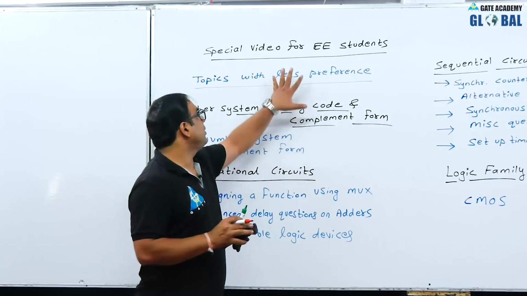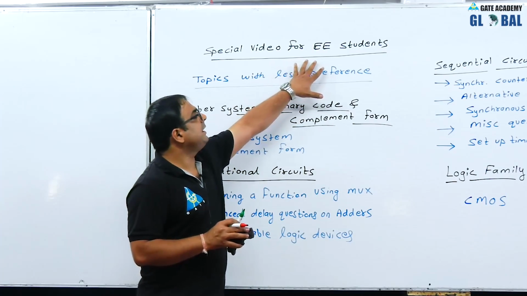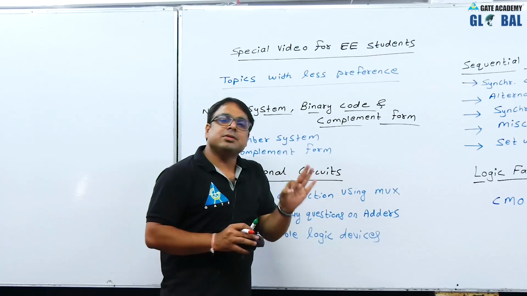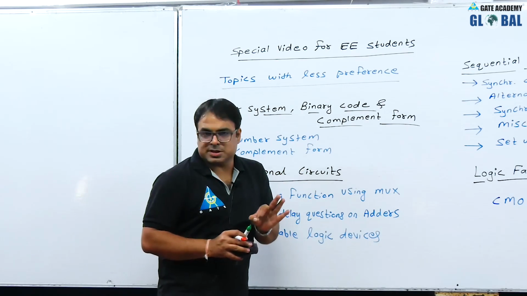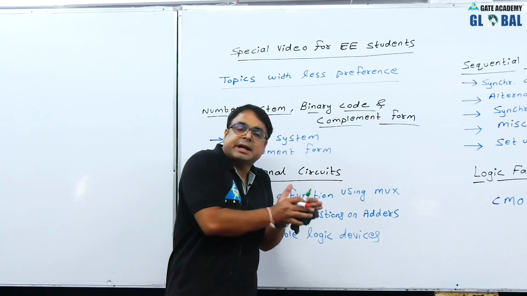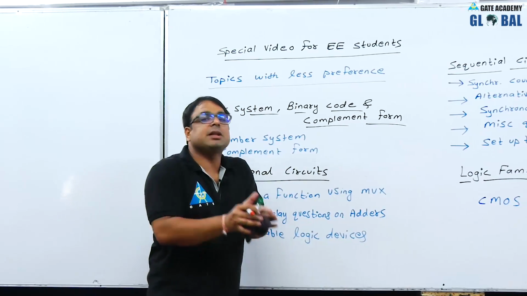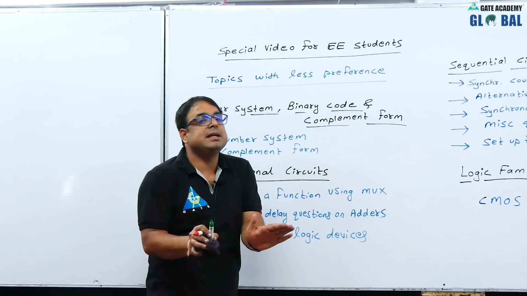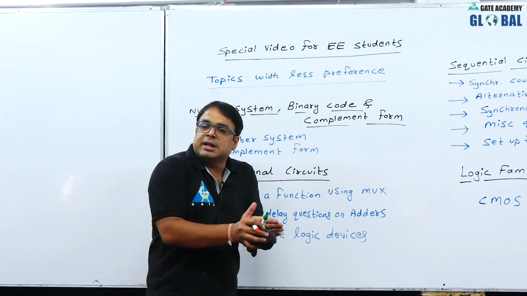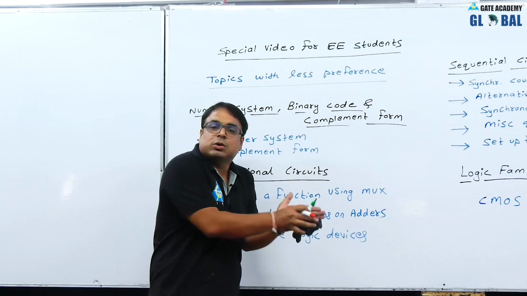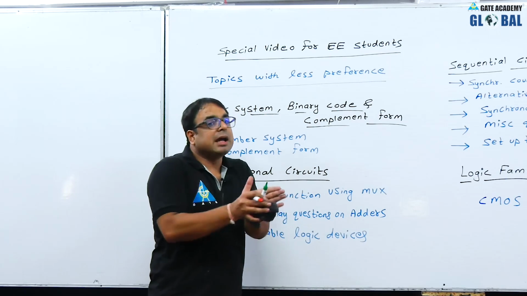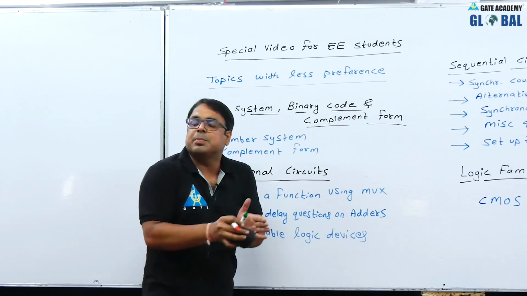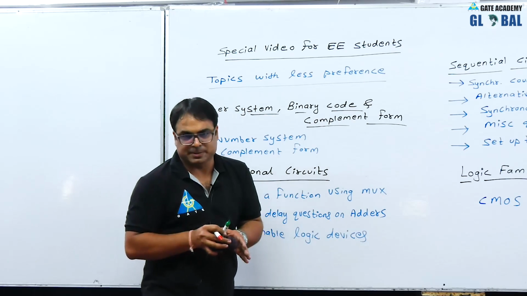This part of the video I am specially making for electrical engineering students. See, this subject, digital electronics and microprocessor, although it is common for electronics, instrumentation and electrical students, still there is a big difference in these branches. For electronics and instrumentation, it is like a core subject with a very high weightage. In electrical engineering, the weightage is a bit less as compared to electronics or instrumentation.